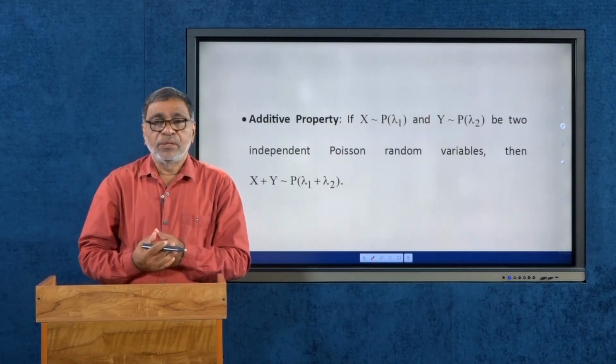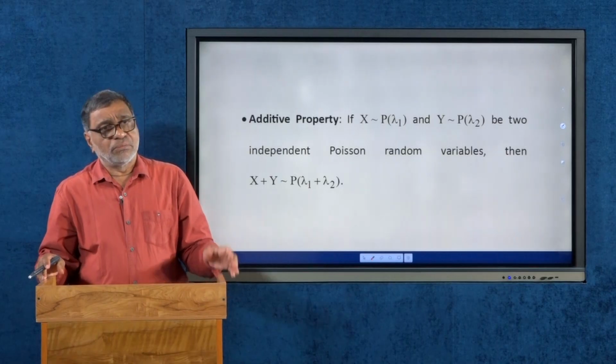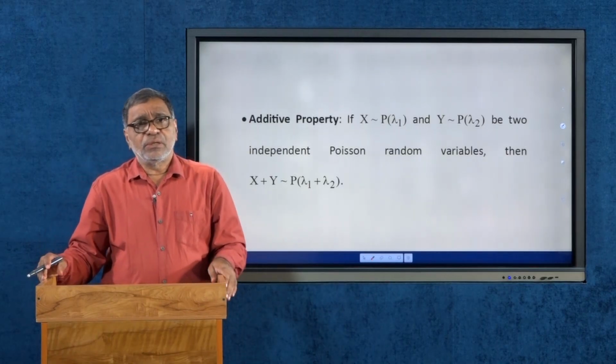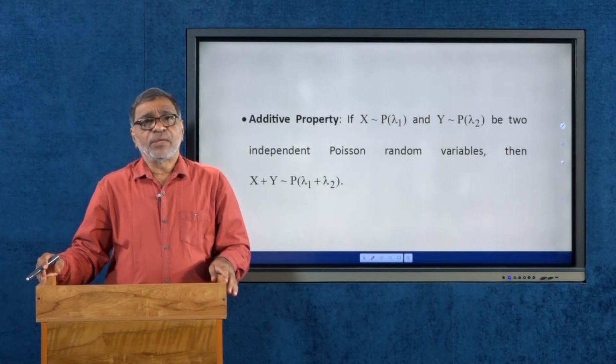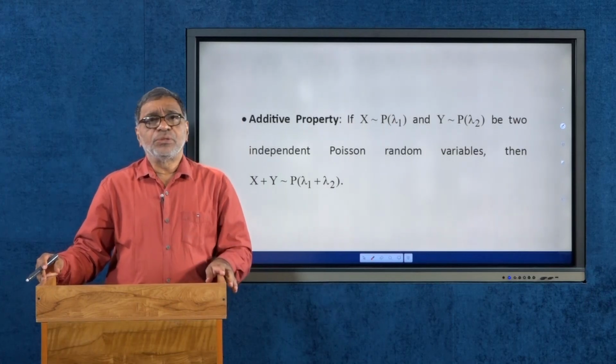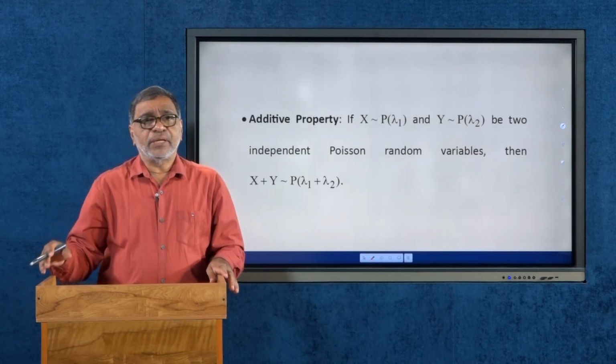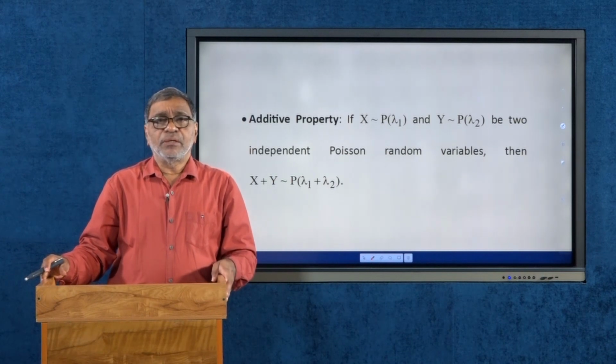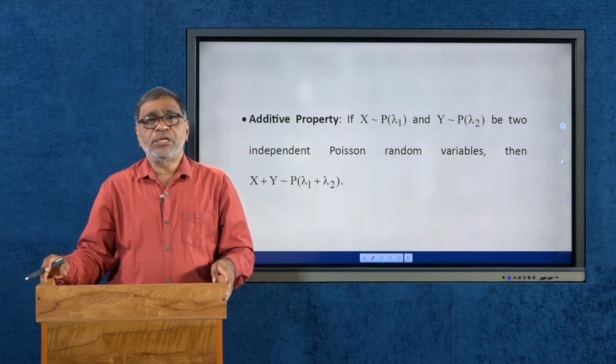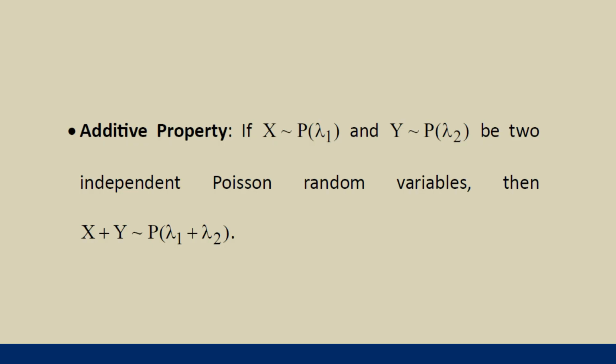And after deriving the moment generating function or the characteristic function, we are in a position to derive another property, a characterization property of the Poisson distribution, that is the additive property. Suppose you are given independent Poisson random variables, then what can you say about the sum of the independent Poisson random variables? That sum is also a Poisson random variable.